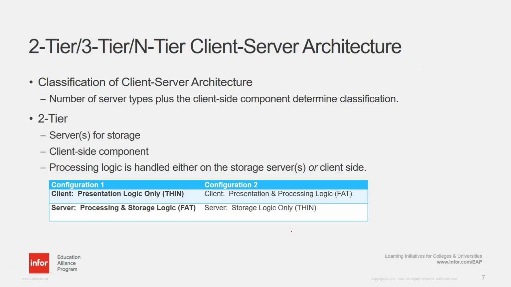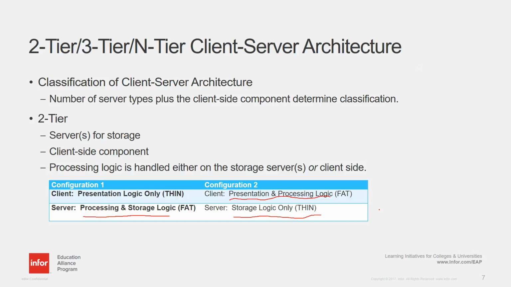If the client is a thin client, as in configuration 1, then the presentation logic is on the thin client, but the processing and the storage are on the server. Or vice versa, in configuration 2, if you have a fat client, then the presentation and the processing happen on the client side and the server is used for storage only. So wherever the processing occurs is considered the fat, either fat client or fat server.